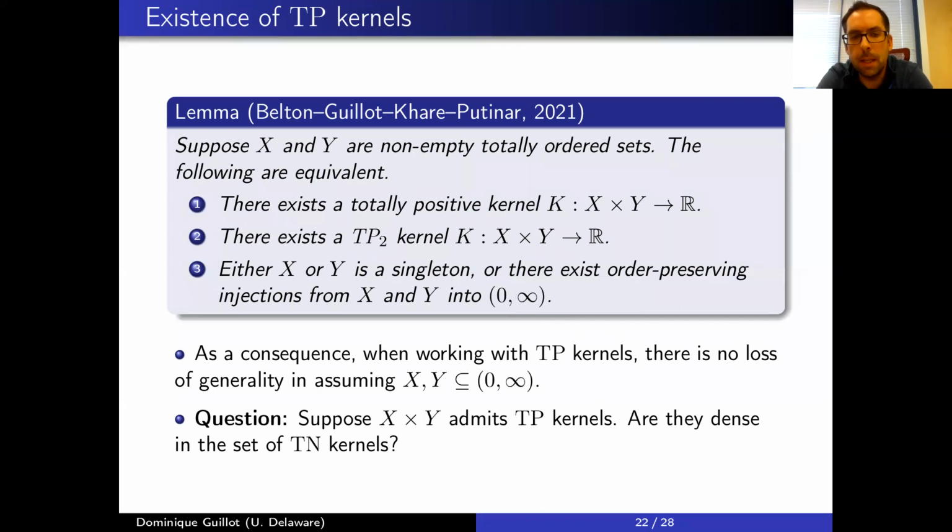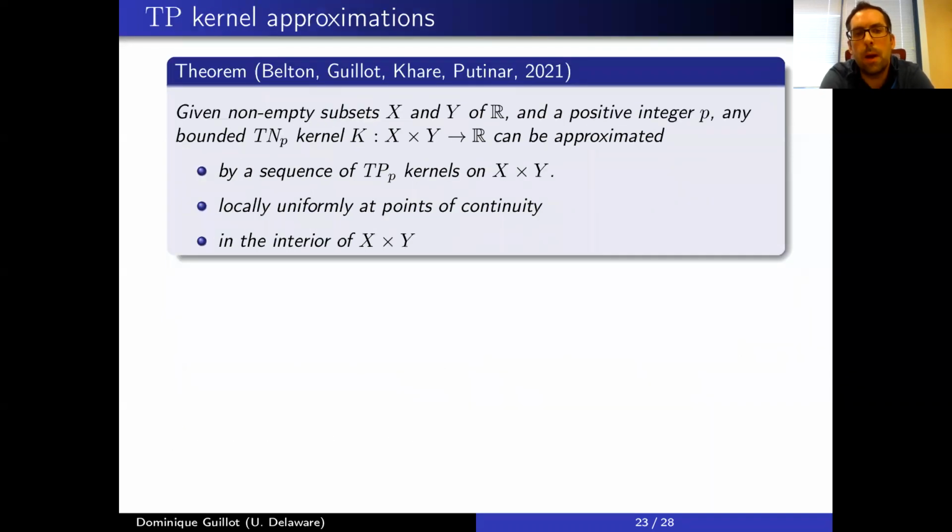So now the question becomes: suppose I have a TN kernel on X times Y. Can I approximate it using TP kernels? And unfortunately, we were not able to resolve that question. It's still very open, and there's very little we know about that. However, at least we were able to obtain the following result.